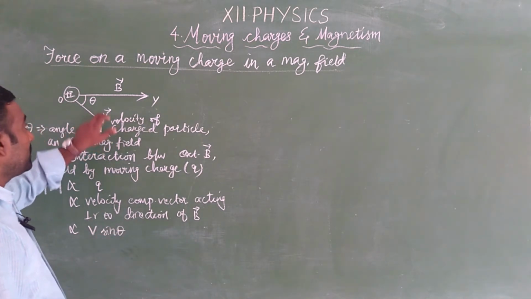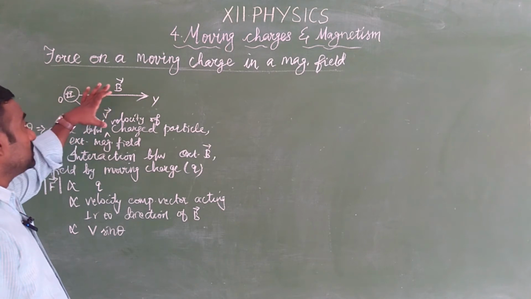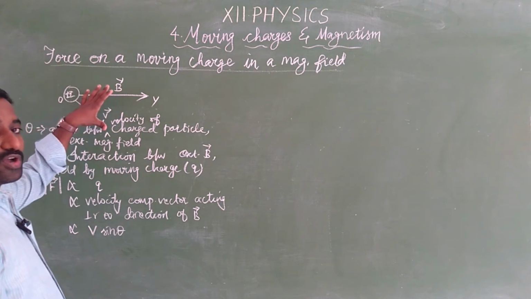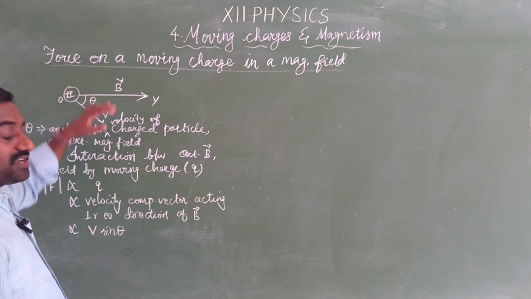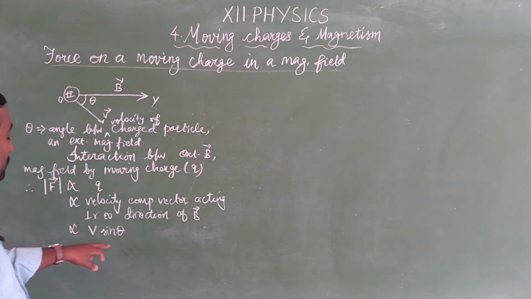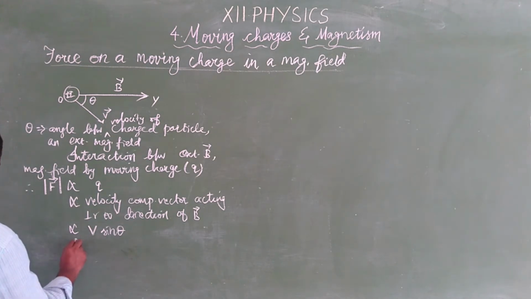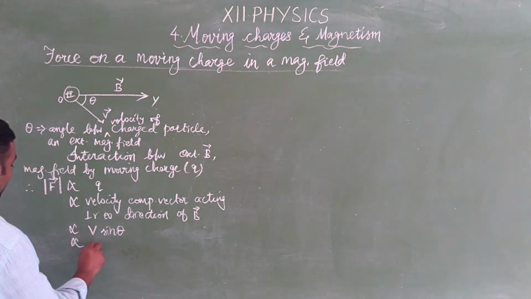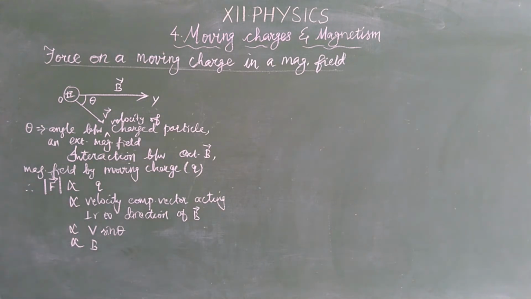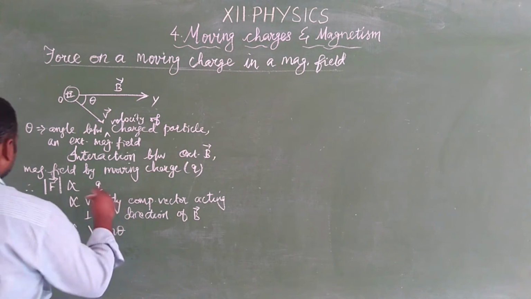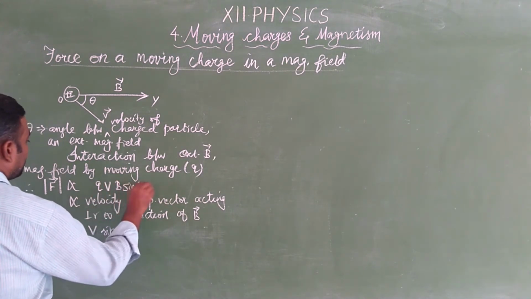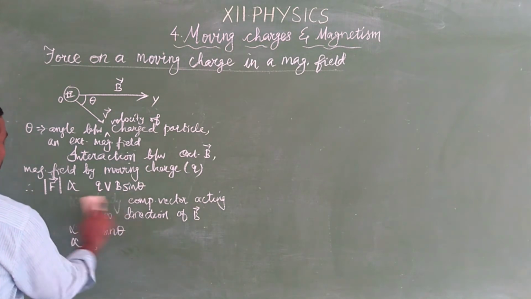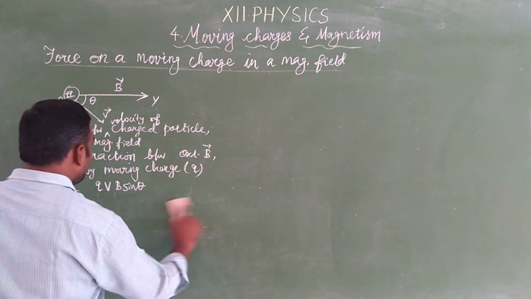Velocity is a vector and the applied magnetic field is also a vector, so there must be a cross product. The cross product of the two vectors gives a sin theta. So it is proportional to v sin theta and also proportional to the applied magnetic field, that is B. So by recombining all this, we get QVB sin theta.